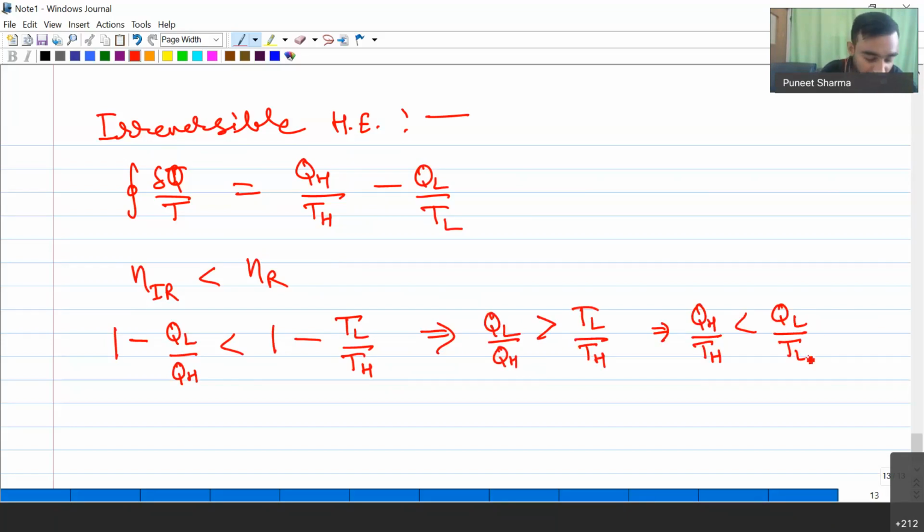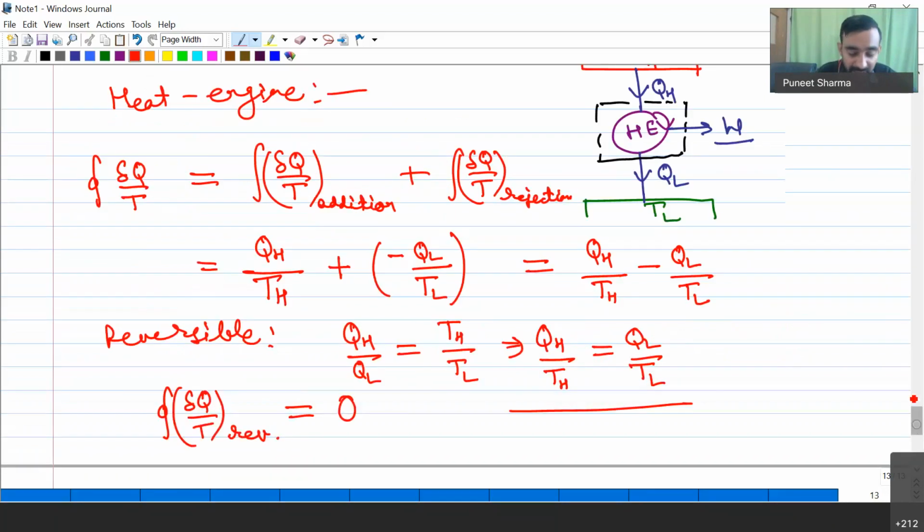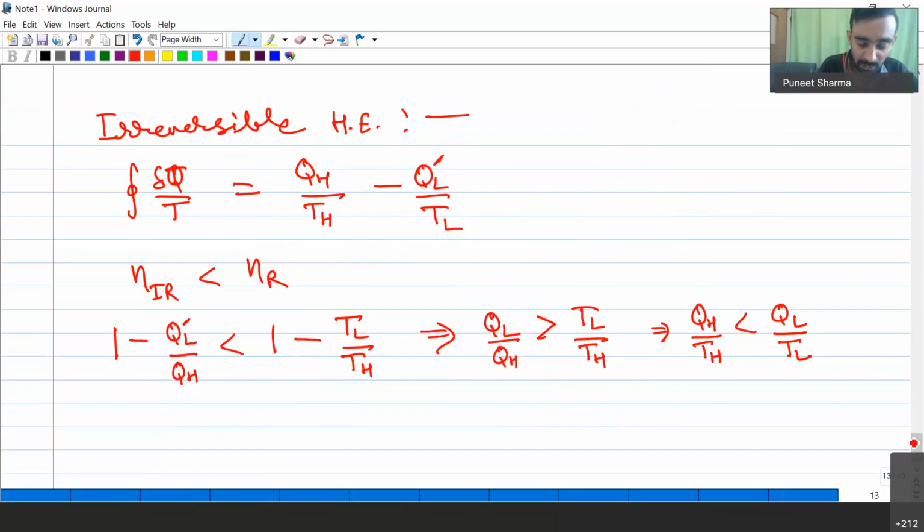So if you don't want to get confused between the reversible and irreversible cycle, let me write this symbol for the irreversible cycle as Q dash L. Instead of QL, I am now writing Q dash L. For the reversible cycle, I have used QL over here. So for the irreversible cycle, let me use Q dash L because the amount of work will also be different, so our heat added and heat rejected should be different. So I am adding this symbol Q dash for the irreversible cycle. So here also I am adding Q dash. So what I will finally find is that my QH by TH will be less than Q dash L by TL.